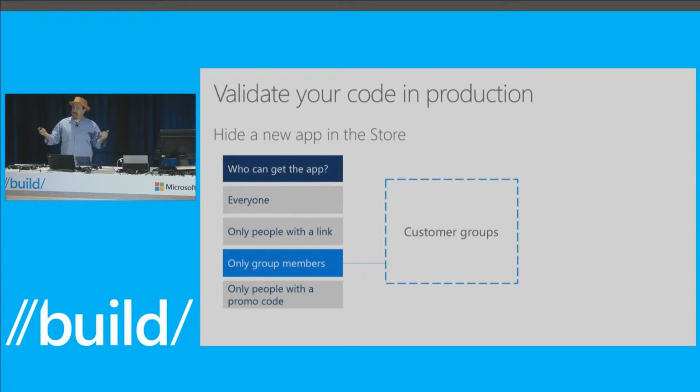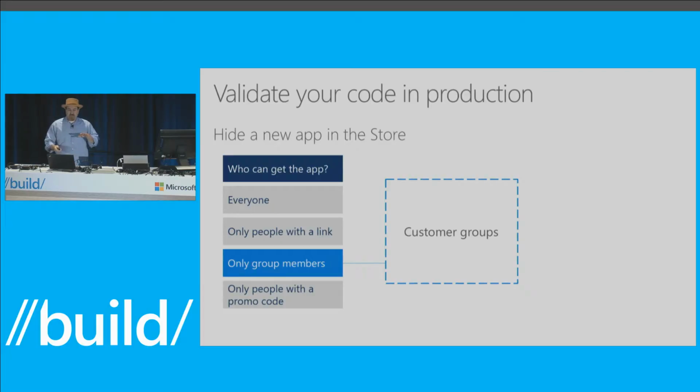We have the capability today in Dev Center to hide an app so that it's not going to show up in search, it's not going to show up in browse, but anyone who has the direct link to the app can see it in the store and download it. You can go a step further and say, I only want people to download it if they have promo codes. So anyone who has the link could see it, but you have to have a promo code to download it.